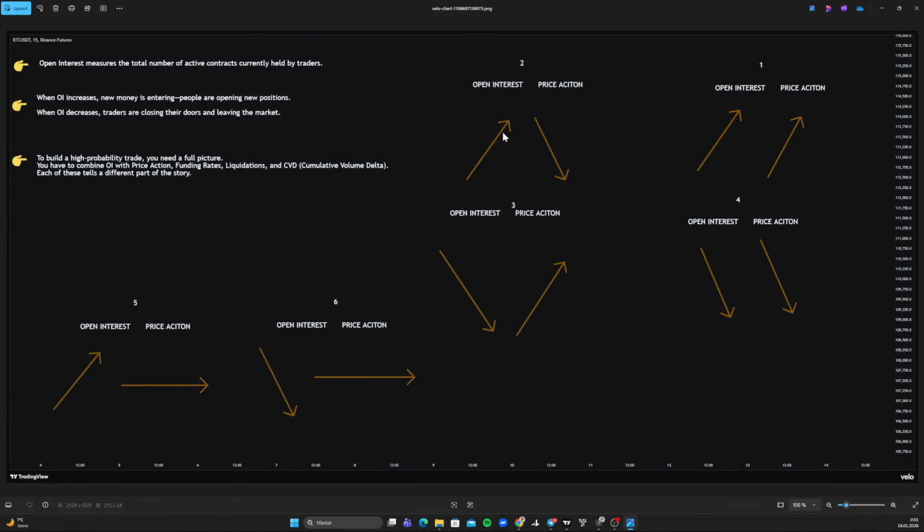Understanding these six scenarios gives you a massive advantage over someone just staring at candles. But remember, this is just one piece of the puzzle. So in future videos we will layer in funding rates to see who is paying whom, and CVD to see who is being more aggressive.